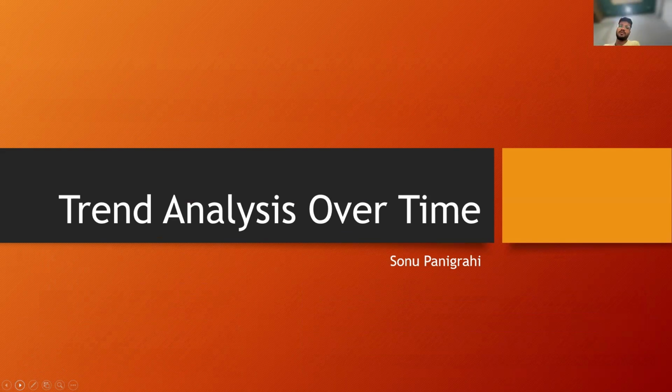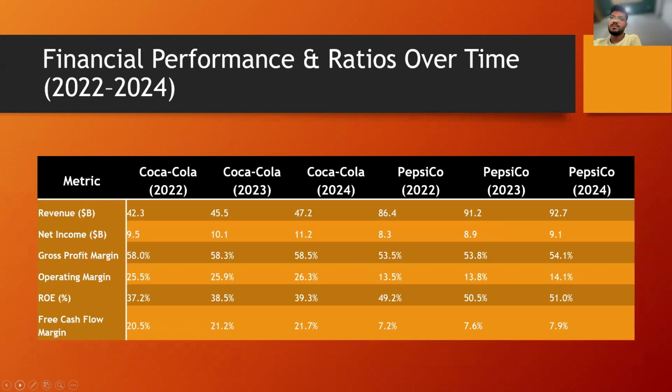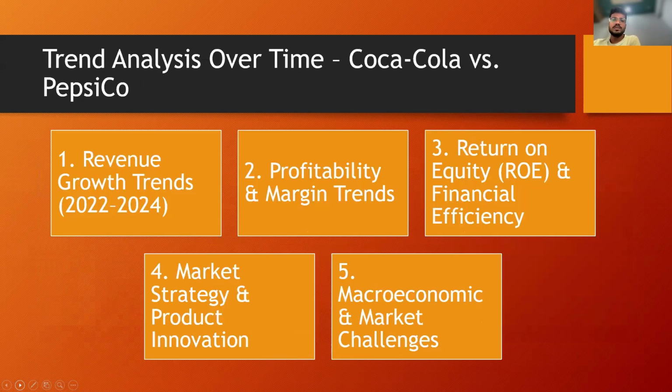Hello everyone. So I'll be explaining trend analysis over time. Pratik, can you go to the next slide, please? Okay, so this slide contains a table comparison of financial performance and ratios over time for the period 2022 to 2024. Pratik, can you go to the next slide, please?